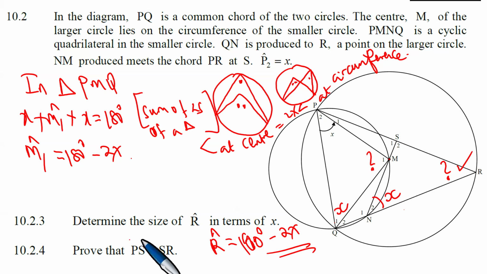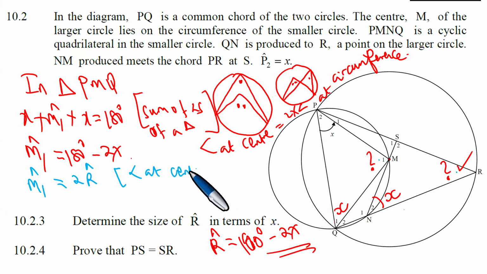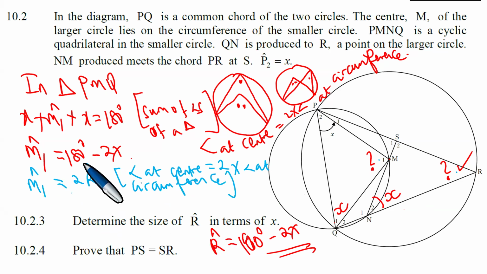So, in other words, we know that the angle M1 is equal to two times the angle R. Why is angle M1 equals two times angle R? Angle at center equals two times angle at what? At circumference. Good. Angle at center is two times angle at circumference.